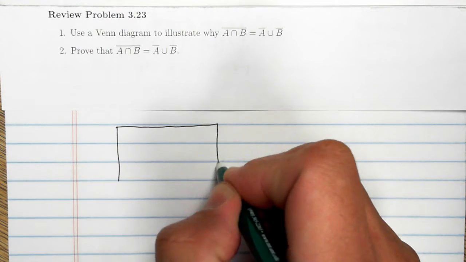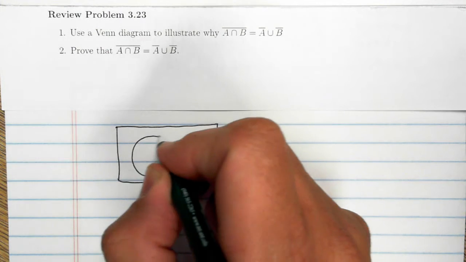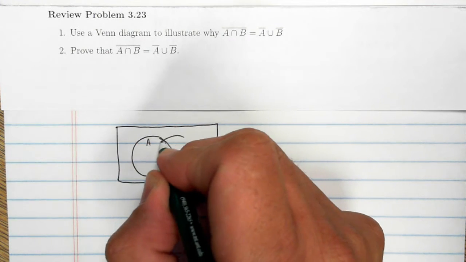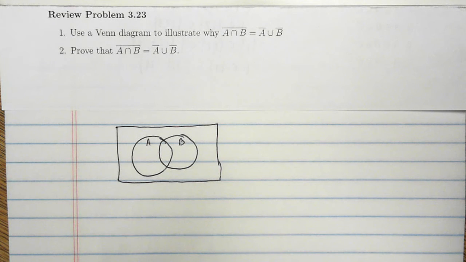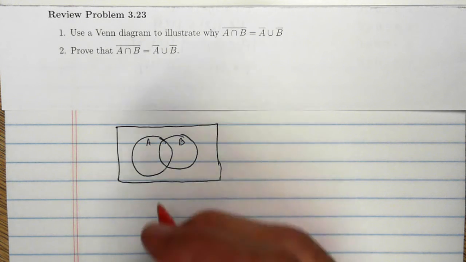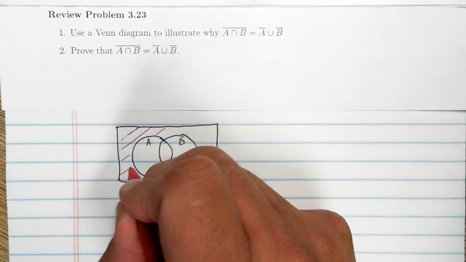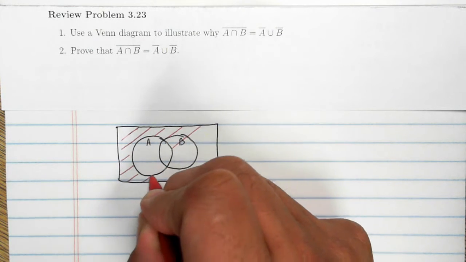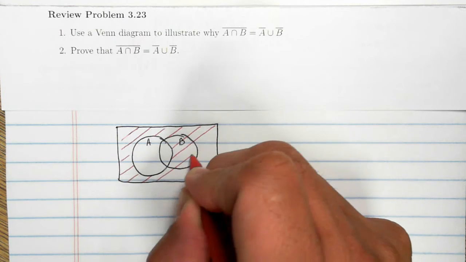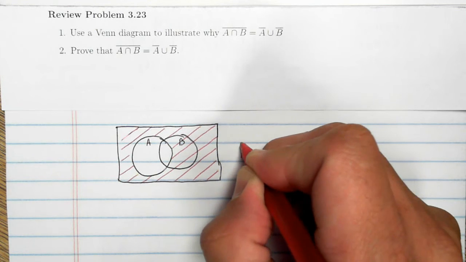So here's a Venn diagram. Here's A. Here's B, which may intersect A. And I'm going to color in red, at least try to color in red, A complement. So A complement will be everything that is outside of A. So I'm going to color in red, going like this, everything that is outside of the A circle. So that's what I've shaded in here. That is A complement.